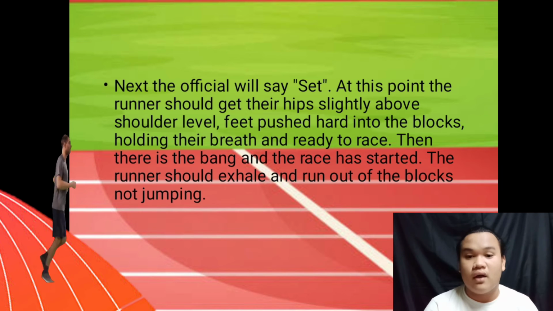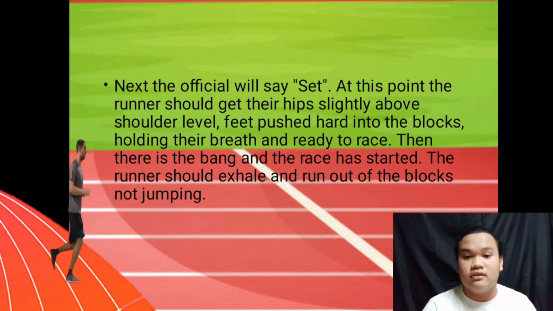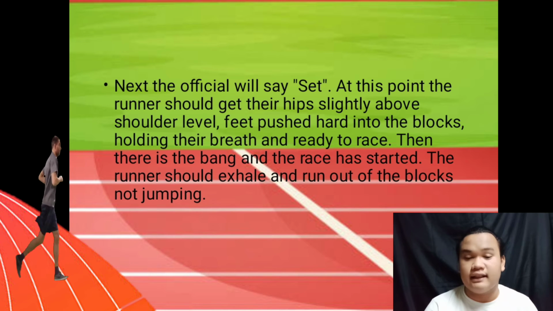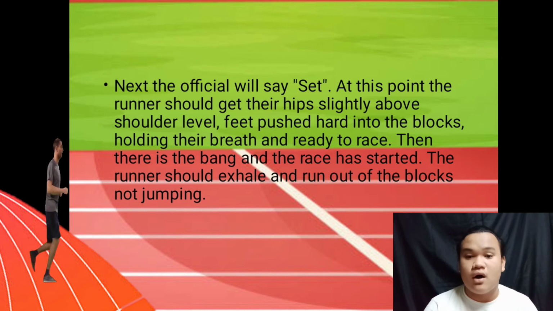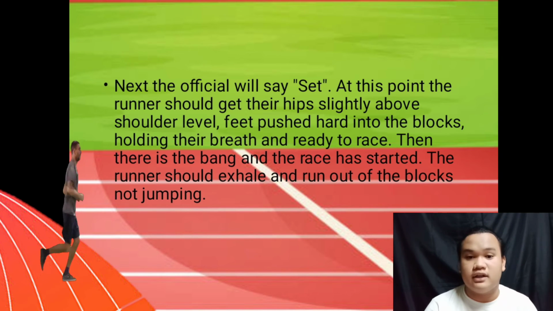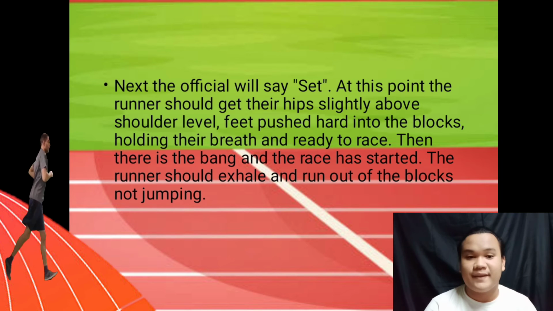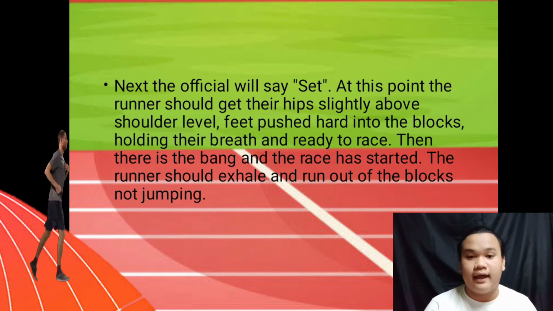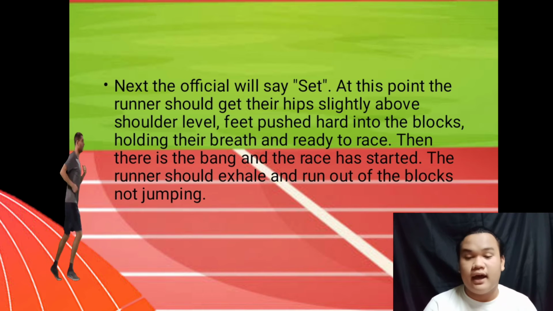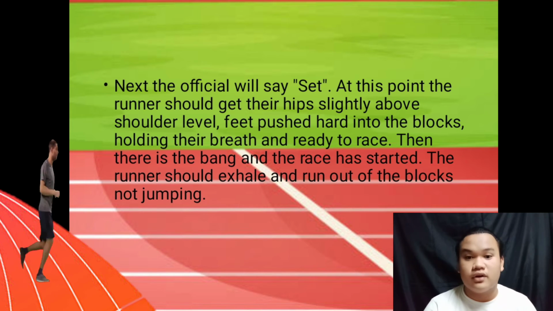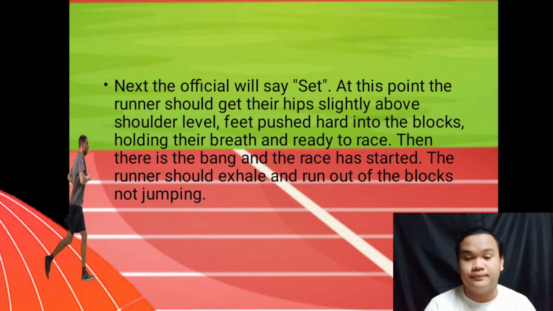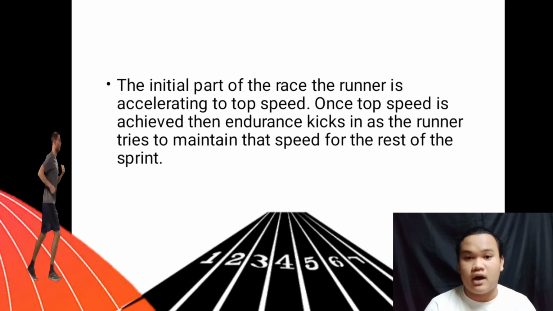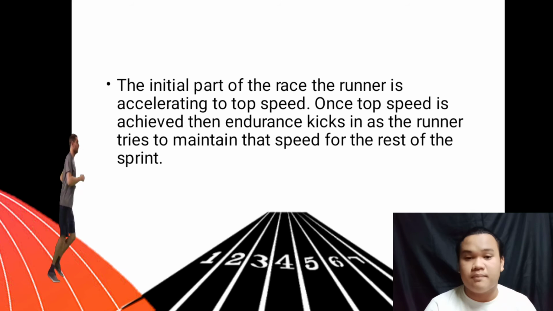At this point, the runner should get their hips slightly above shoulder level, feet push hard into the blocks, holding their breath and ready to race. Then, there is a bang and the race has started. The runner should exhale and run out of the blocks, not jumping. In the initial part of the race, the runner is accelerating to top speed.